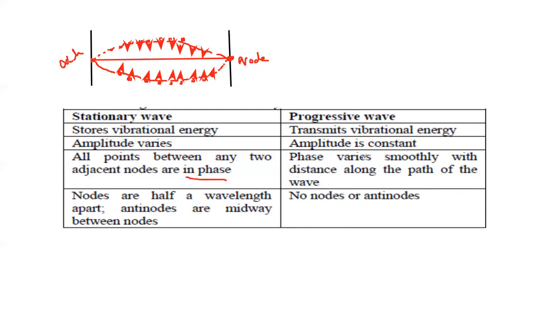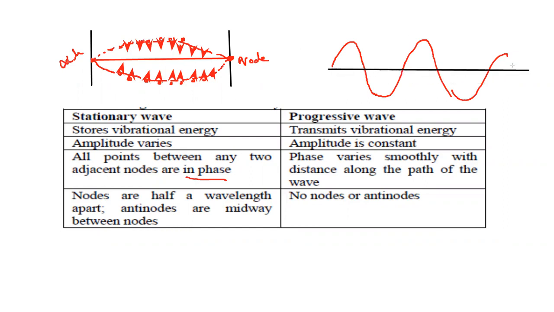But for a progressive wave, the phase varies smoothly with the distance. What does it mean? For example, if this is a progressive wave, a wave that is traveling, how will the particles tend to move?